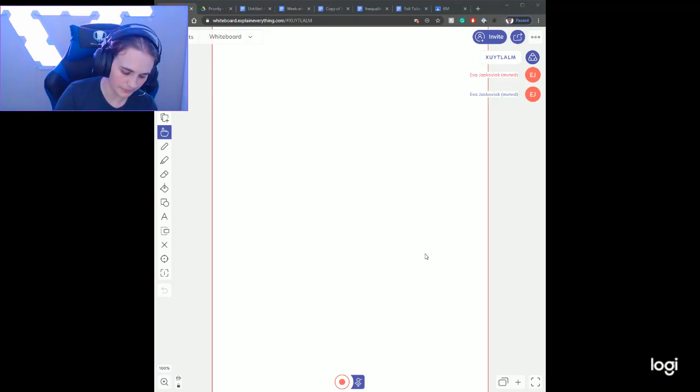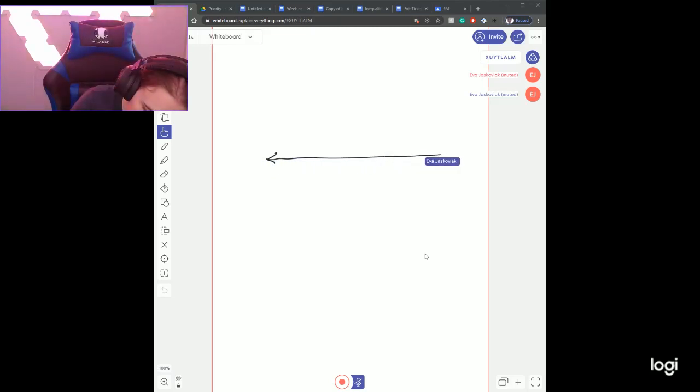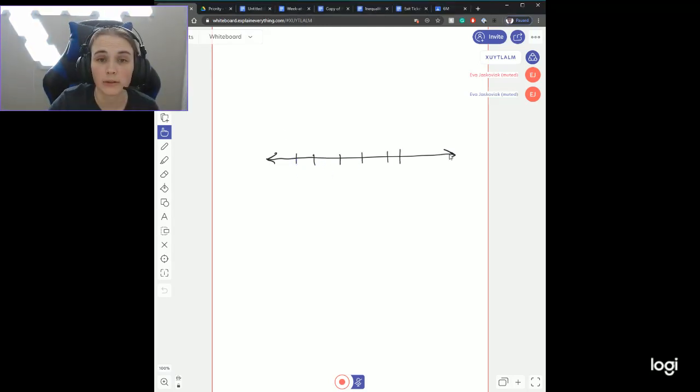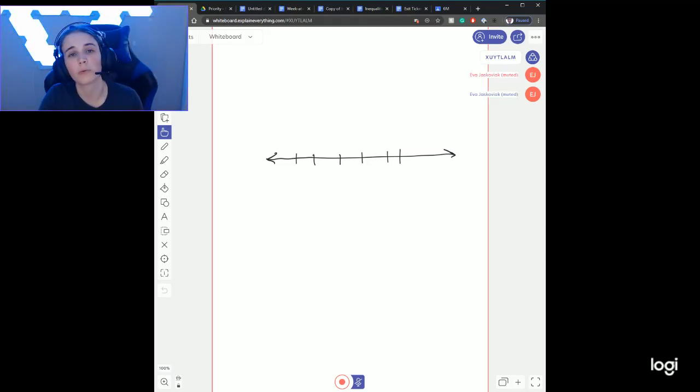There we go. Alright, let's talk number lines. If I've got a number line, it's going to have a bunch of numbers on it. But what numbers I put on it depend on what the problem is.